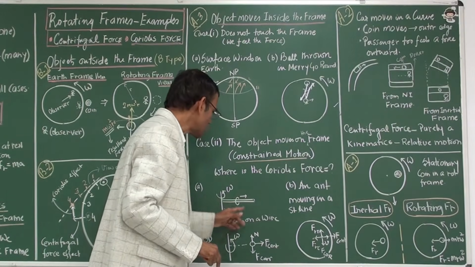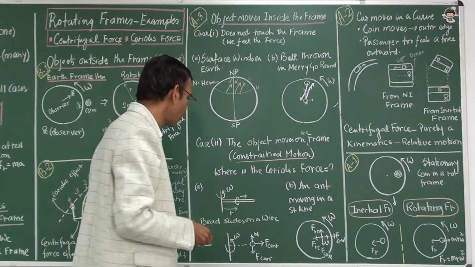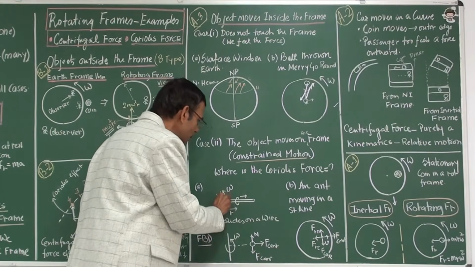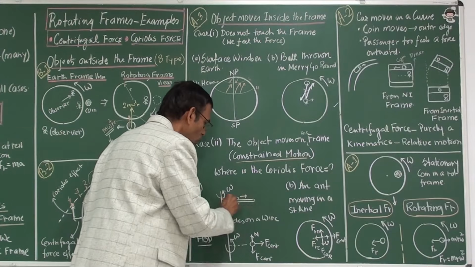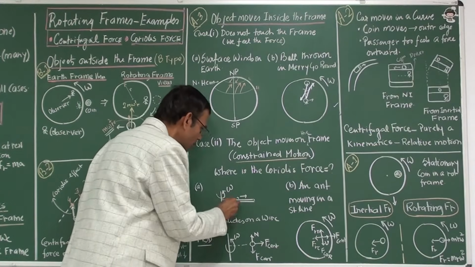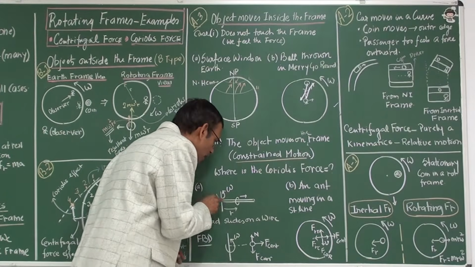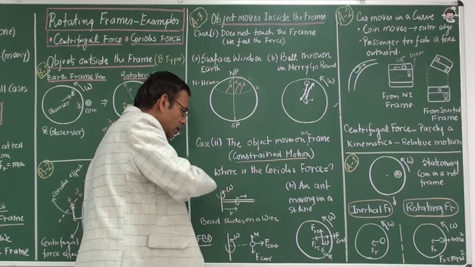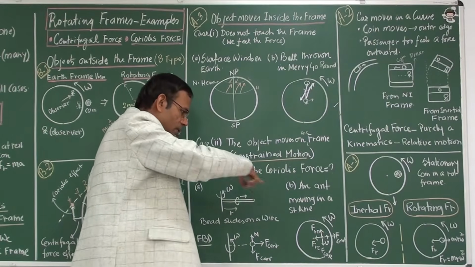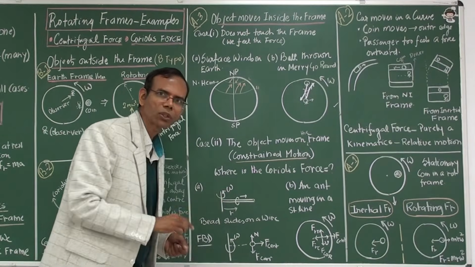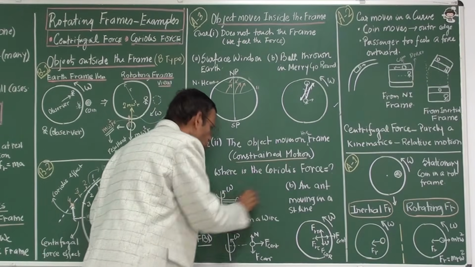Okay, so this problem is taken from Kleppner. It is an interesting problem which we have seen. There is a wire, and in that wire there is some bead. Now this bead, as the wire rotates anti-clockwise with an angular velocity omega, goes outward.